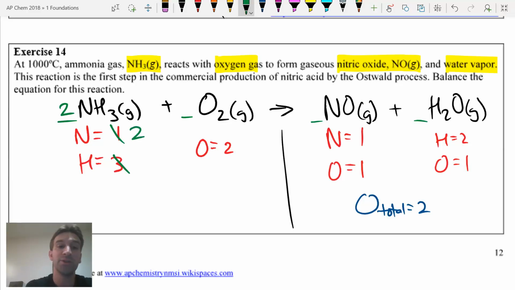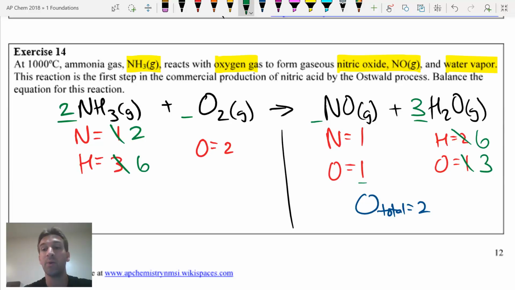2 times the 1 nitrogen is 2. 2 times 3 hydrogen is the 6 that I'm after. On the right side, I have to adjust the water. When we look at it, we see that the goal is 6. So we're going to multiply 3 times 2 to get to that 6. But we can't forget oxygen. 3 times 1 gives us 3. And now I'm going to update the total.